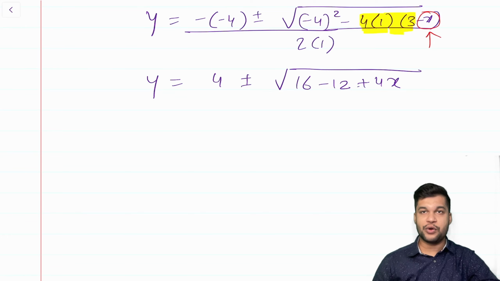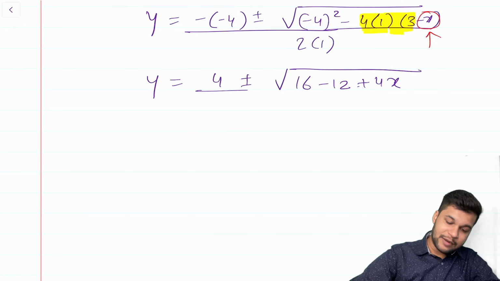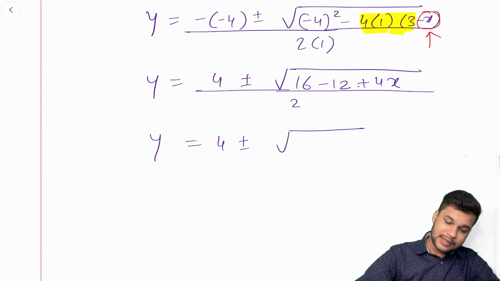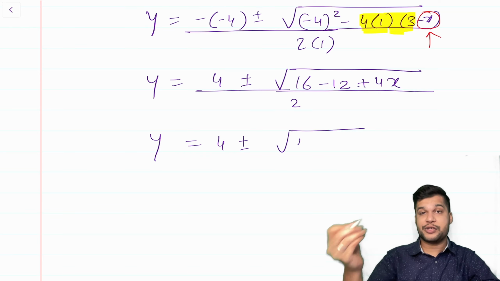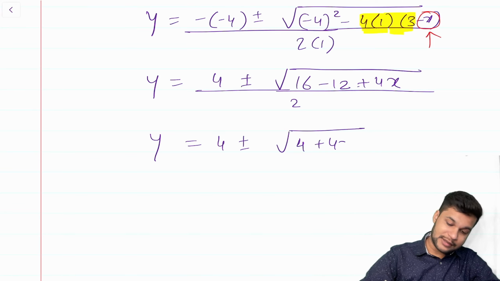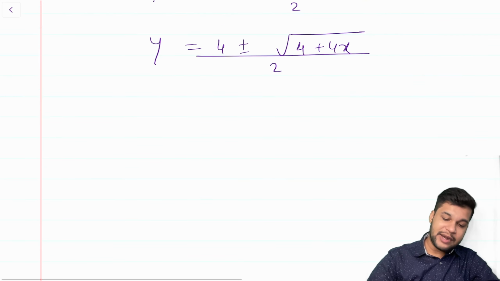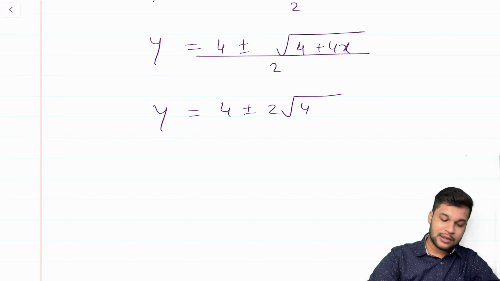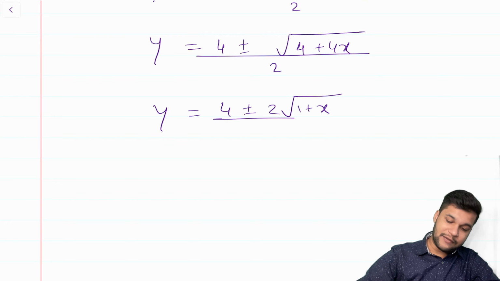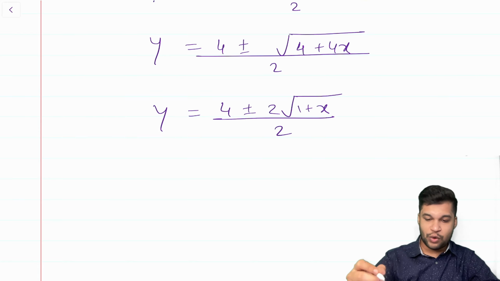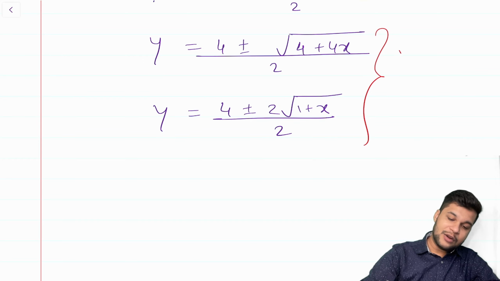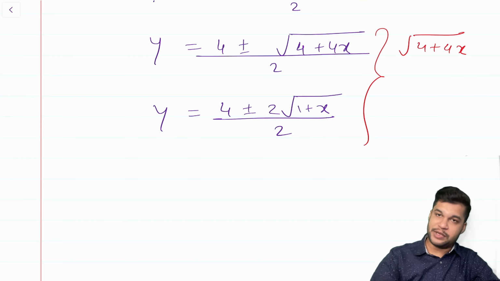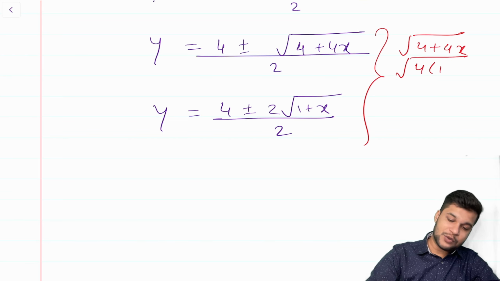I hope you got this, right? So this is divided by 2. So y equal to 4 plus or minus square root of 16 minus 12, which is 4, plus 4x, divided by 2. If I take 4 common, I get 4 plus minus 2 root of 1 plus x, divided by 2. So I have skipped a step here. What did I skip? I'll show you that. We had root of 4 plus 4x. You can write this as root of 4 times (1 plus x).